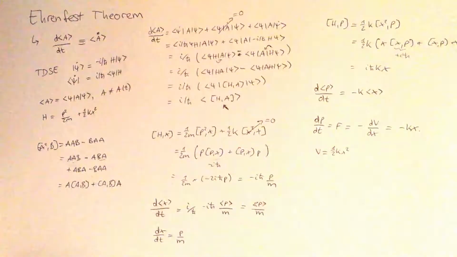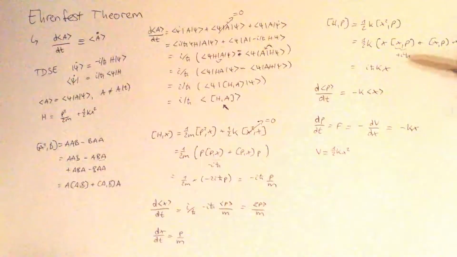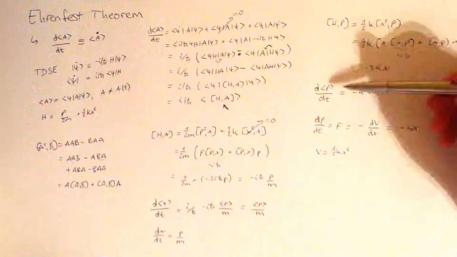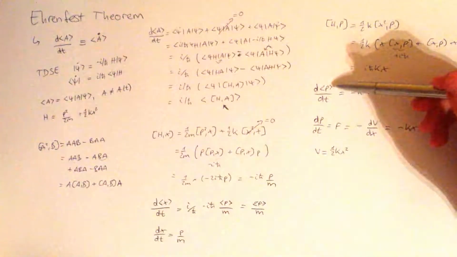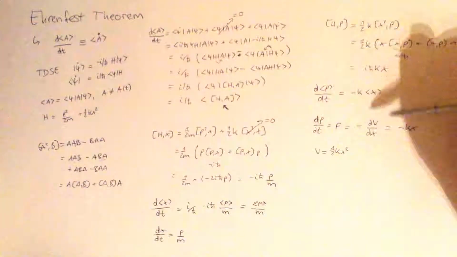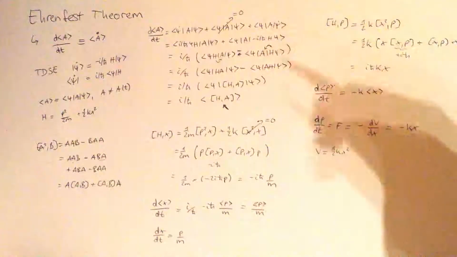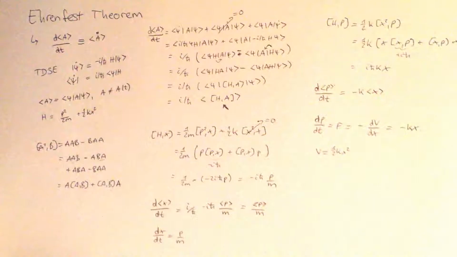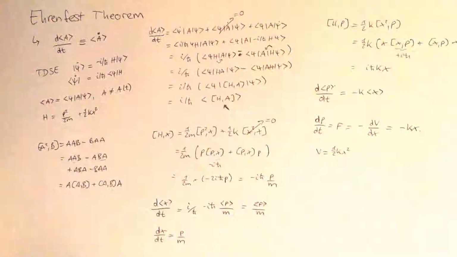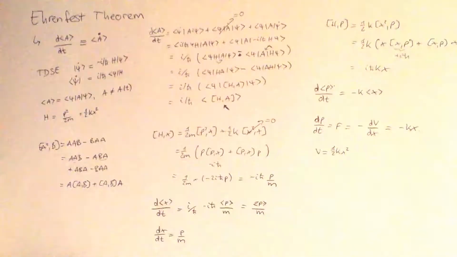So for the momentum, we can see as well that the change of the expectation values in quantum mechanics yields the same result as the classical analogues. This is a special case for the harmonic oscillator, but it's very nice to demonstrate the Ehrenfest theorem.